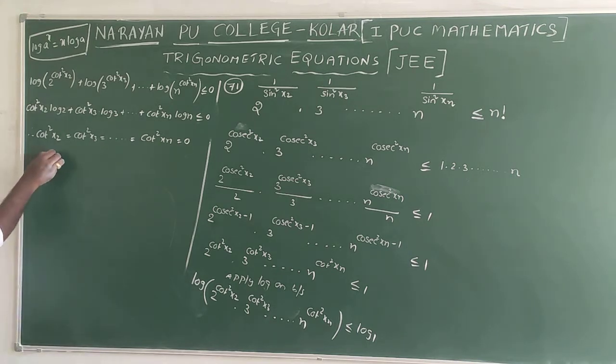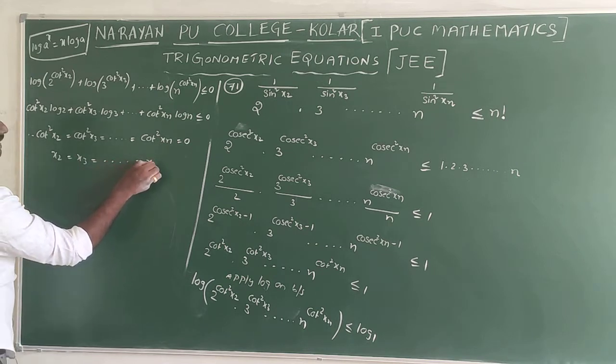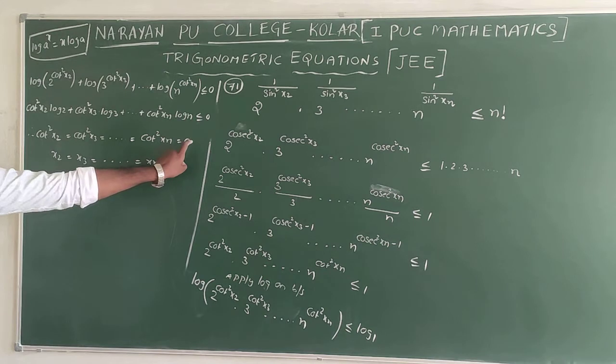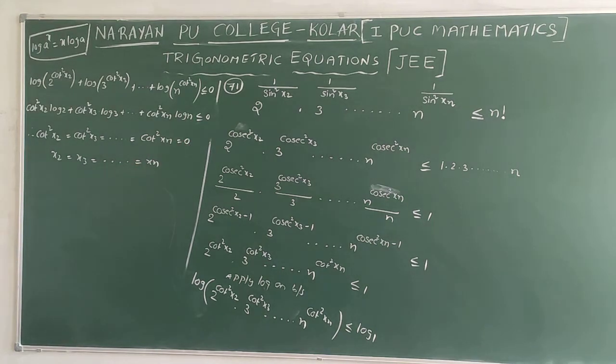Then we can write x2 is equal to x3 is equal to, and so on, xn. For which values will you get cot as 0? Cot 90 will be 0. Therefore, pi by 2 you will get, 3 pi by 2 you will get, 5 pi by 2 you will get, 7 pi by 2 you will get.